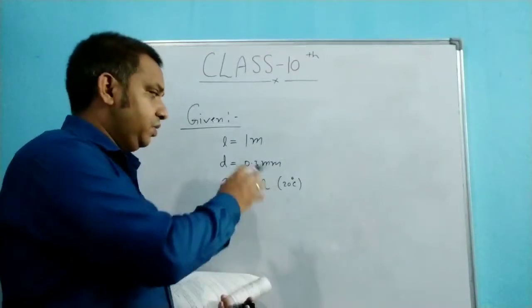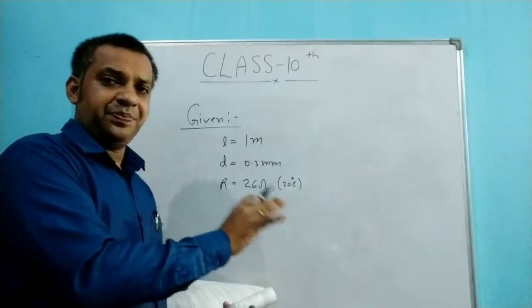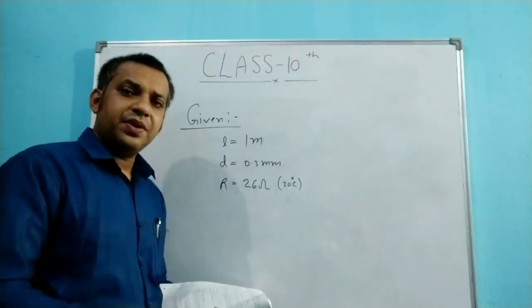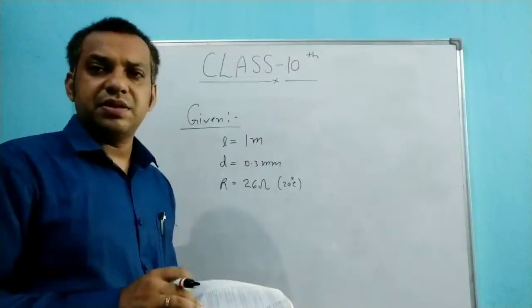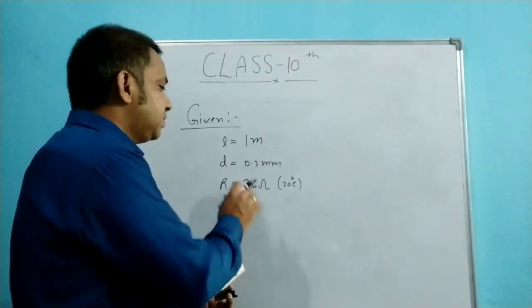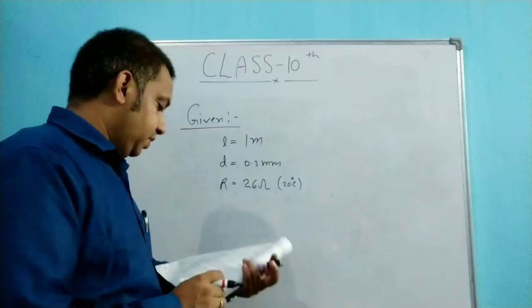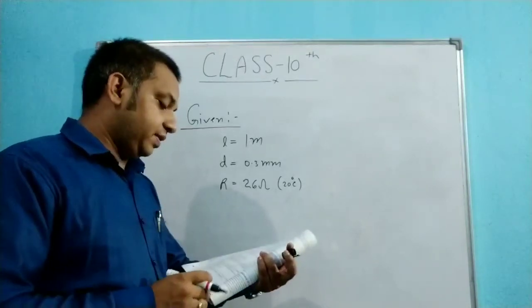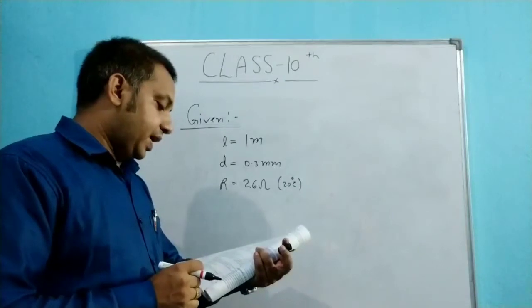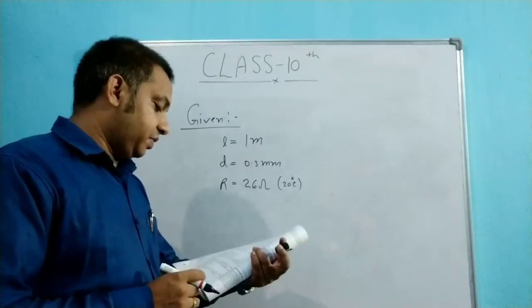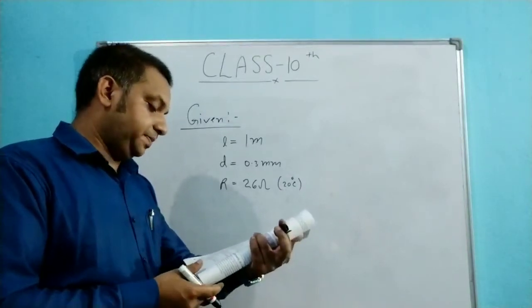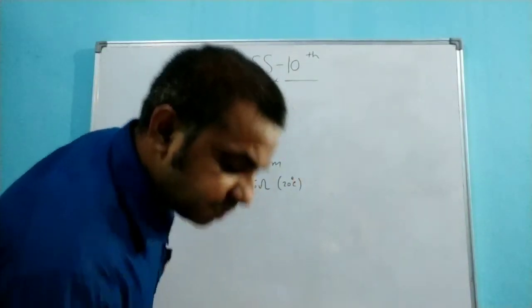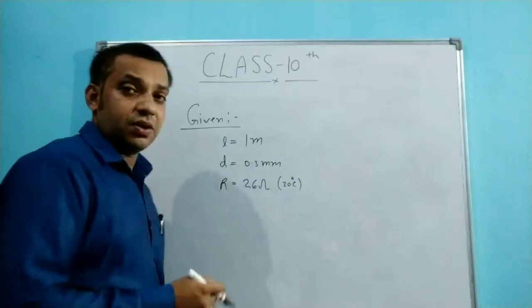That means you have to find the resistivity at a particular temperature. Here the temperature is given, so there is no change of temperature, and the value of the resistance is fixed. So these are the given parameters. The value of the length is given, the value of the diameter is given, and the resistance value is given. And our aim is to find the value of its specific resistance or the resistivity.